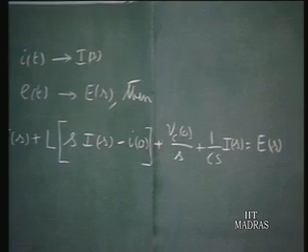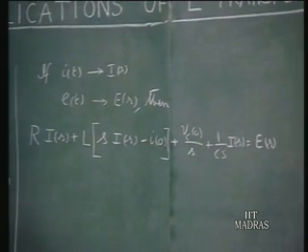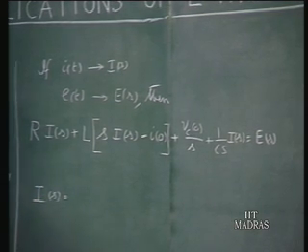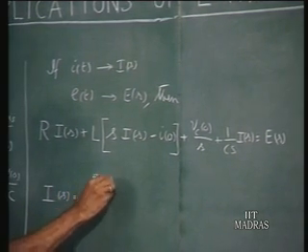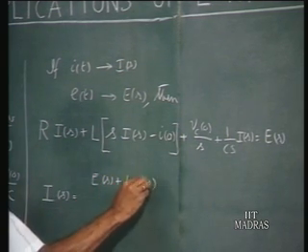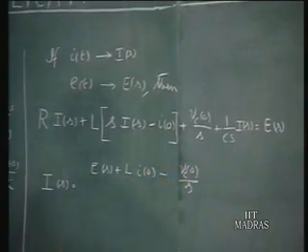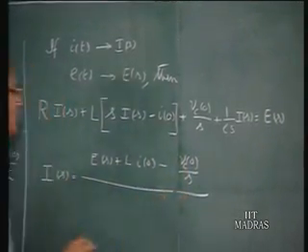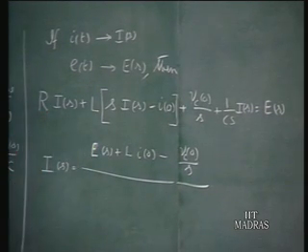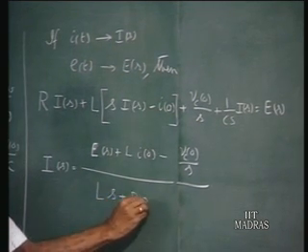So we have an equation now in I of S which has to be solved for in terms of the known quantities. So I can write this as I of S equals E of S, the Laplace transform of the source function, plus L i0 minus Vc0 over S, divided by the coefficient of I of S on the left hand side, which is Ls plus R plus 1 over Cs.